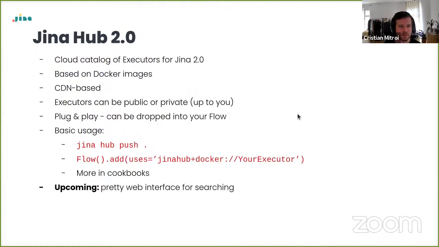Then the Jina Hub. What is this? Oh my God, this is amazing. So this is basically a cloud catalog of executors that you can use for Jina 2.0. And they are based on Docker images, so you don't need to install anything. We'll see how easy it is to use them. They are distributed via a content distribution network, so they should be available across all zones.